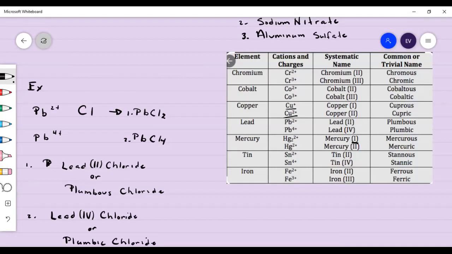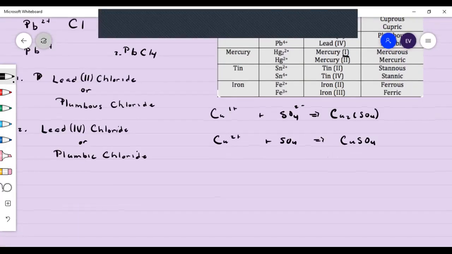This would be the same if we were using polyatomic ions. Let's say we're going to do copper, right? Copper 1+ or copper 2+ bonds with sulfate, right? So the compounds would be as follows. This would be Cu2SO4, right? Because this guy carries a -2. Or this would be CuSO4. Since they're both +2 and -2, they cancel each other out.